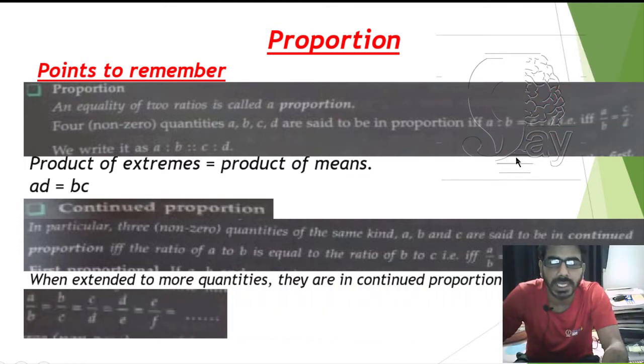And if we extend it to more quantities, we get A by B equals B by C equals C by D equals D by E. Like that it goes on, and it is known as continued proportion.